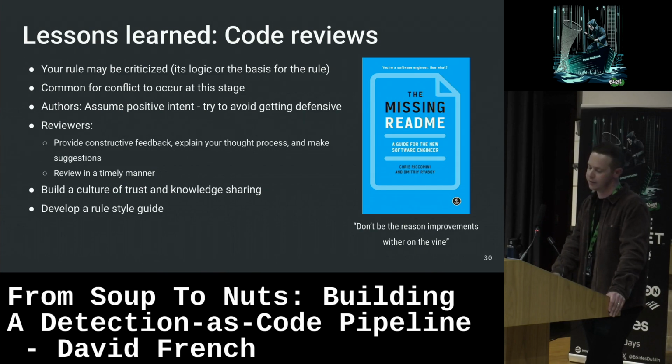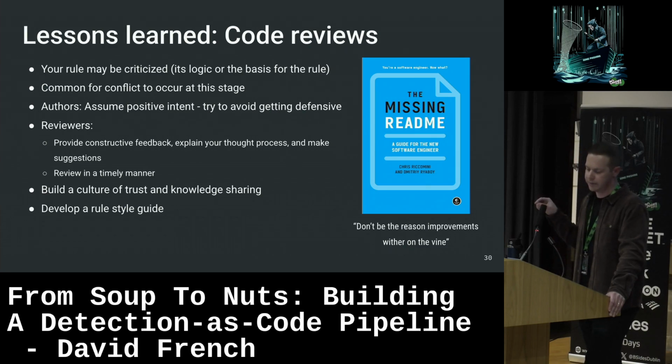So I think as rule authors, it's important to try and assume positive intent. We're trying to make the best rules possible and avoid getting defensive. And then as a reviewer, if you think a rule sucks, don't say that. Explain your thought process. Maybe the person who wrote the rule is an endpoint security expert and you're from a network engineer background, that kind of thing. Provide that constructive feedback, try and get to reviews in a timely manner.